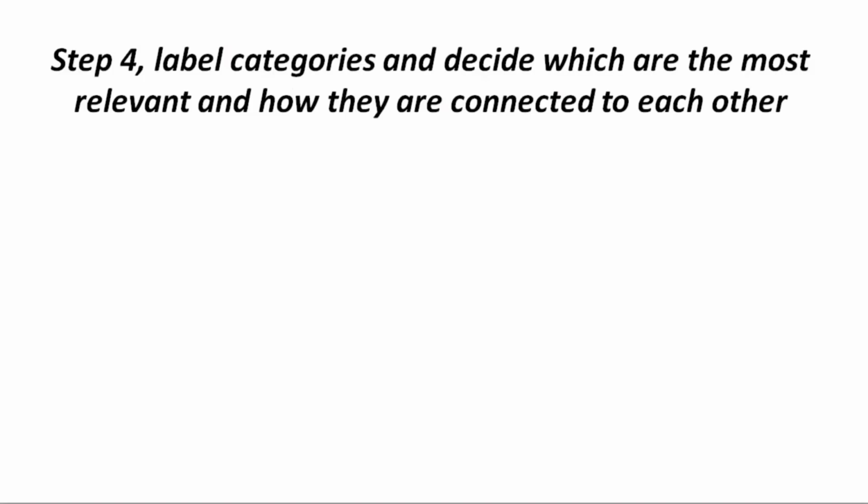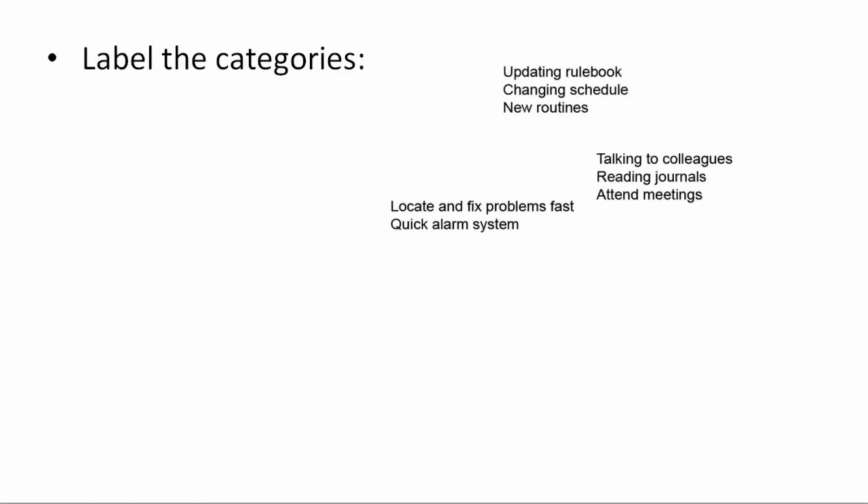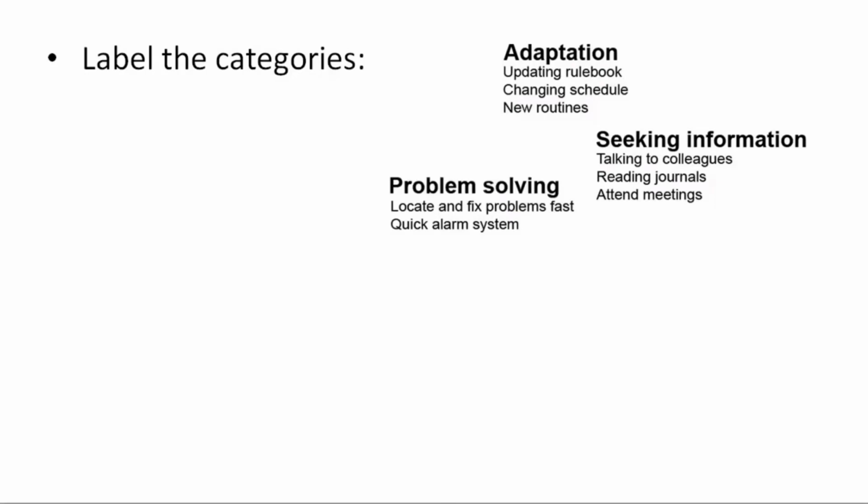Step 4. Label categories and decide which are the most relevant and keep those, and also decide how they are connected to each other. Label the categories. Well, in my example, I had 3 different categories. I'm going to call the first one adaptation, the second one seeking information, and the third one problem solving.